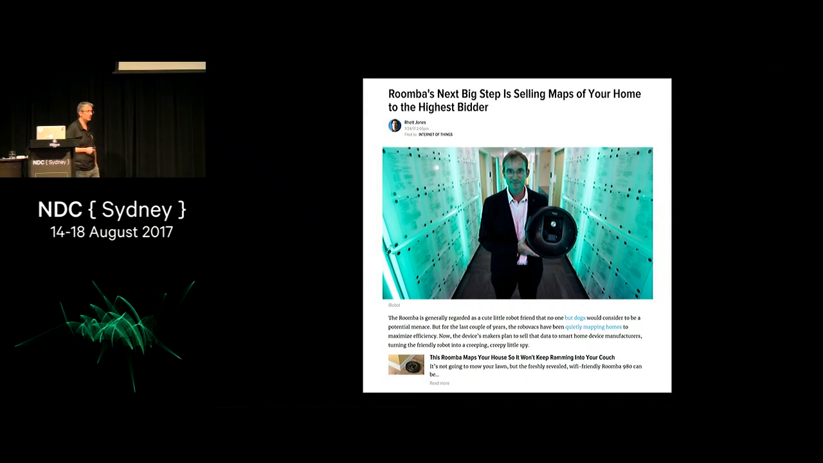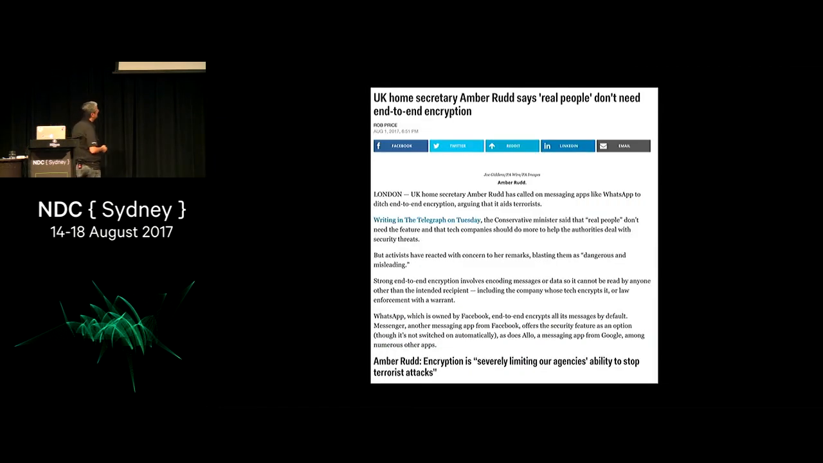Roomba, the thing that cleans your room, now wants to map your house and potentially sell that to advertising. I see you don't have a carpet big enough. Would you like a carpet? Right? You need to polish your marble floors. But fortunately, we do have people in power that understand the needs and they'll help us solve these problems, right? As the UK Home Secretary Amber Rudd says, real people don't need end-to-end encryption.